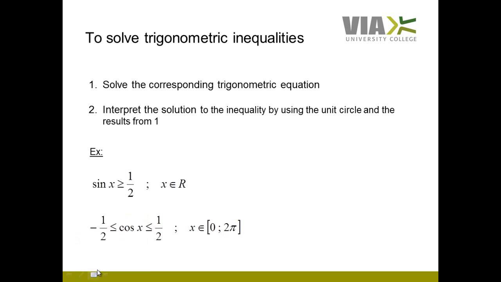Alright, so let's go into the first one. That is when sine x must be greater than or equal to 1 over 2, and we didn't have any restrictions to x. X belongs to all our real numbers. So if we remember the two steps which we had to go through, the first thing was that we had to solve the corresponding trigonometric equations. That must be, in this case, sine x equals 1 over 2.